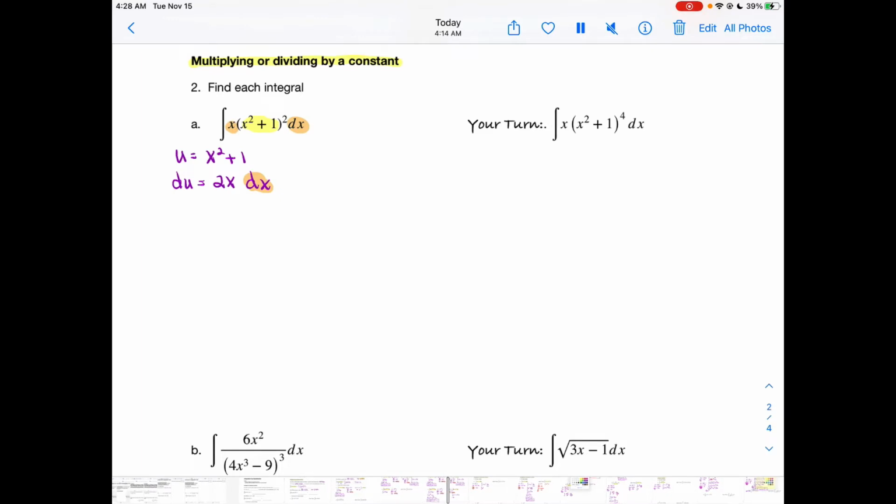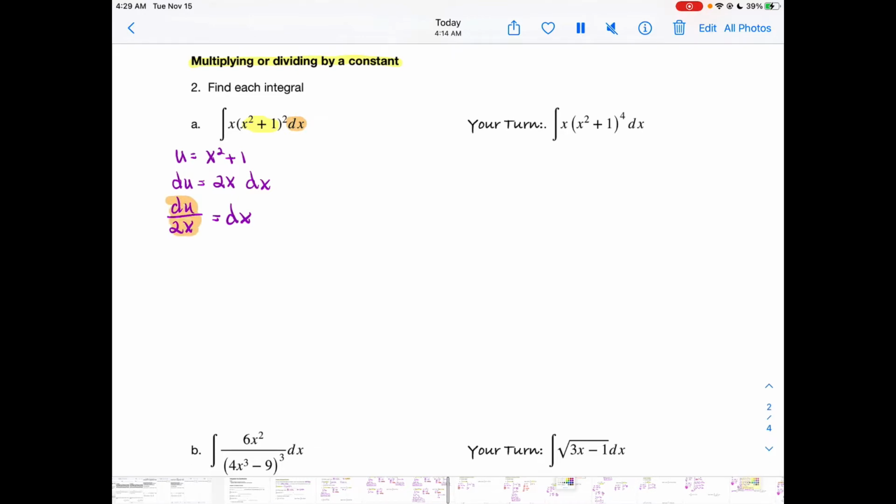So in this case, what's the best thing to do is just to solve this differential equation for dx. I'm going to solve du equals 2x dx for dx. And so the best way to do that is just divide each side by 2x. Now I'm going to substitute into our original equation what we found dx to equal, which is du divided by 2x, and what we let u equal, which is x squared plus 1. So I have x, u squared, and in place of that dx, du over 2x.